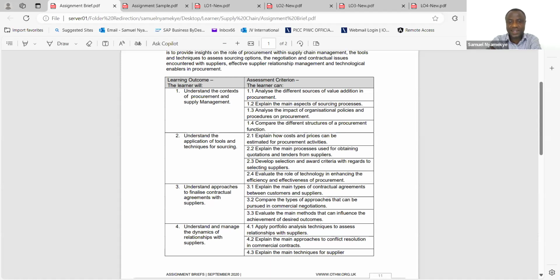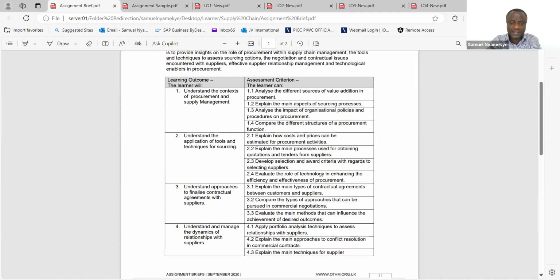And under this, the assessment criteria for us to note is to be able to explain how cost and prices can be estimated for procurement activities. Then again, to explain the main processes used for obtaining quotations and tenders from suppliers. We are also supposed to look at how to develop selection and award criteria with regards to selecting suppliers.